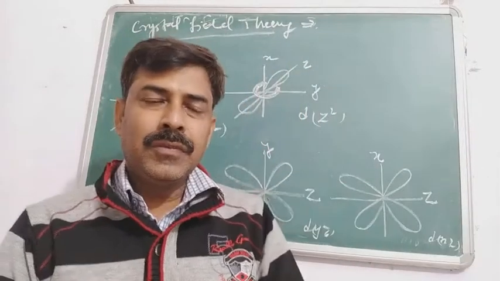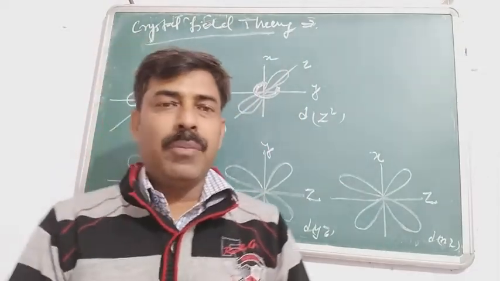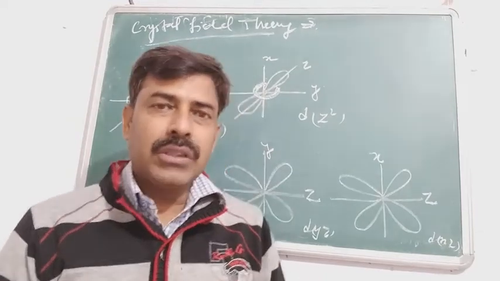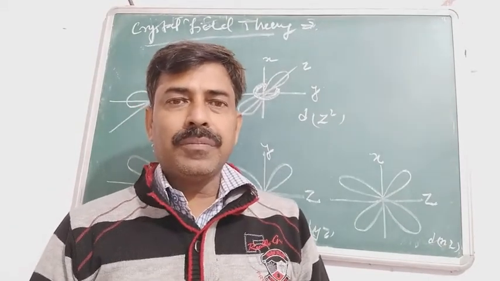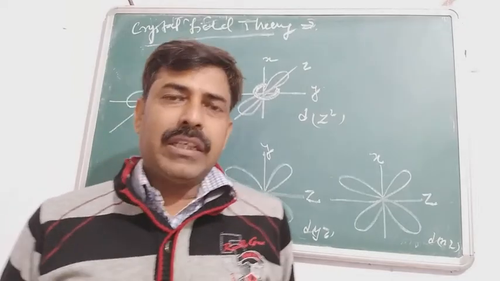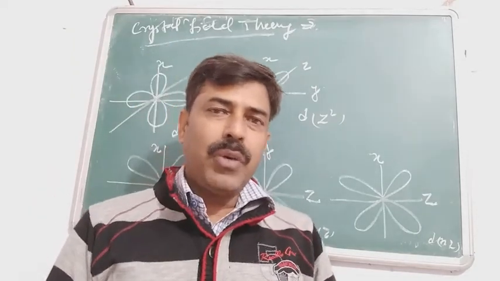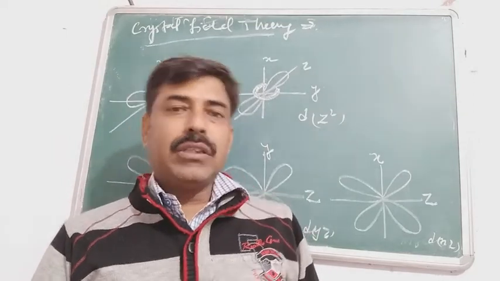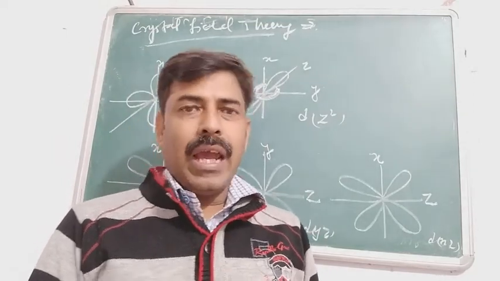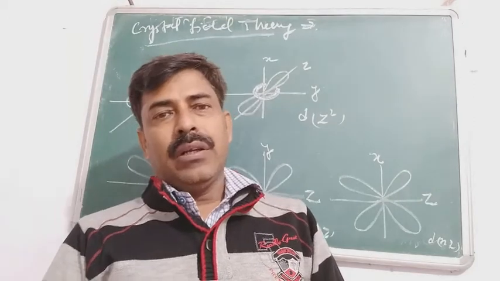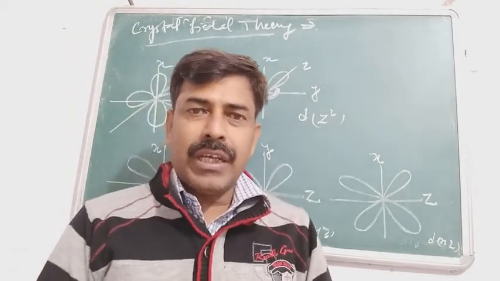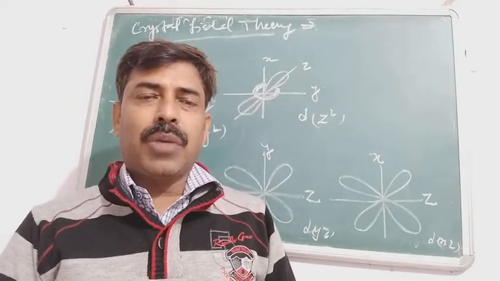Good morning everyone. In the last video we discussed the valence bond theory, and today we are going to discuss the crystal field theory. As we have already said, the valence bond theory was capable of explaining almost everything, but it was not capable of explaining the exact value of the magnetic property, nor the color of the compound. So the next theory came to light, and that was the crystal field theory.